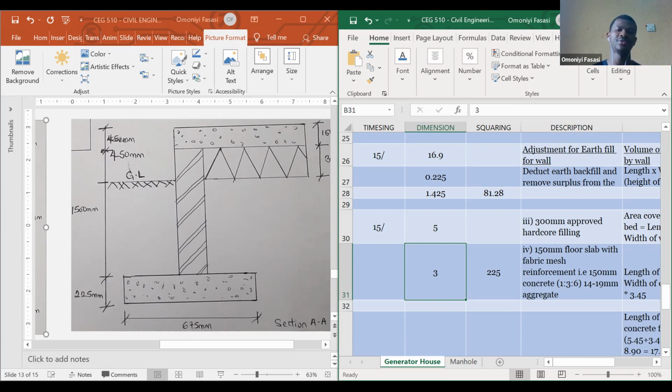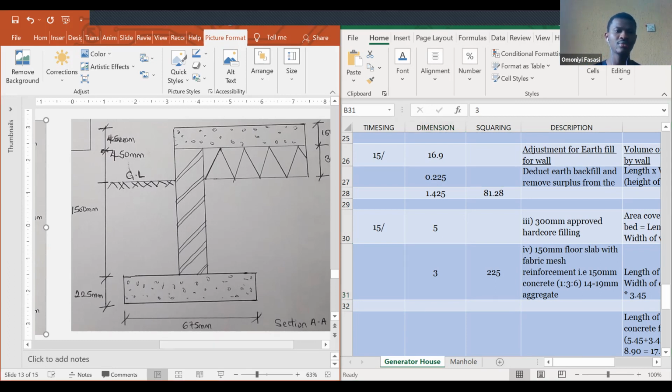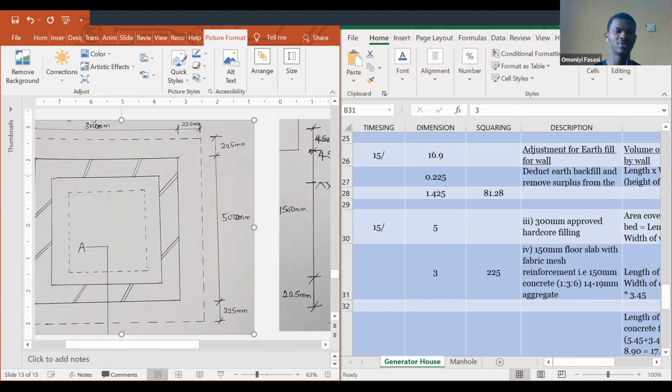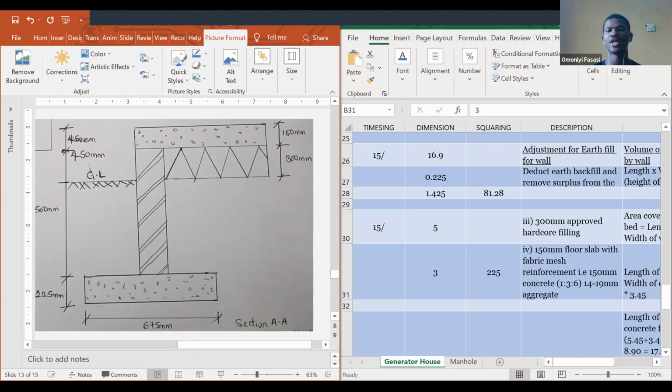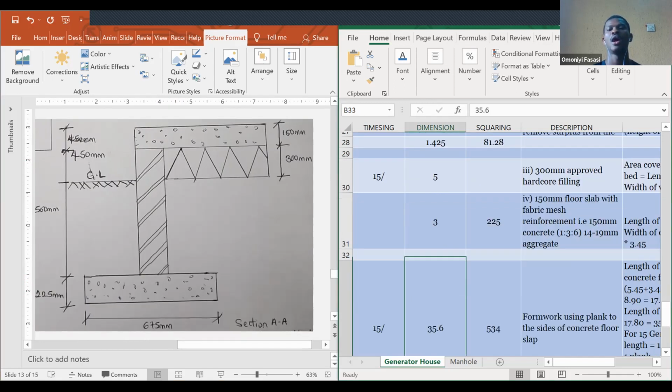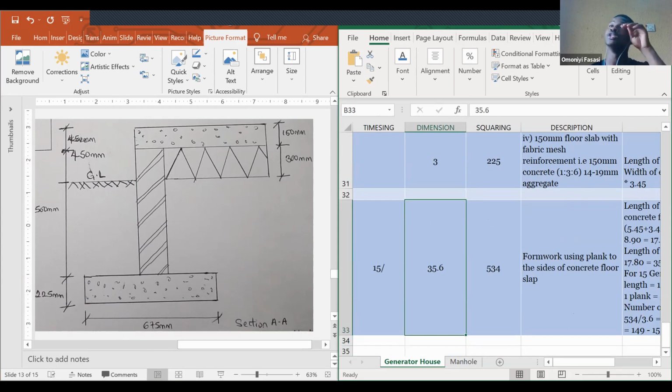So basically it's going to be 5 times 3. You know the length now? The length of this thing that we're doing, this length from year to year. Do you get? And you multiply it by the number of whatever you're trying to get and move. And last but not the least is your formwork.